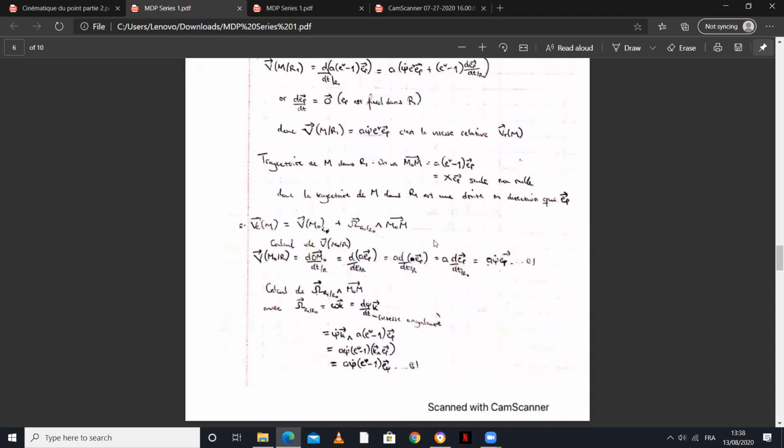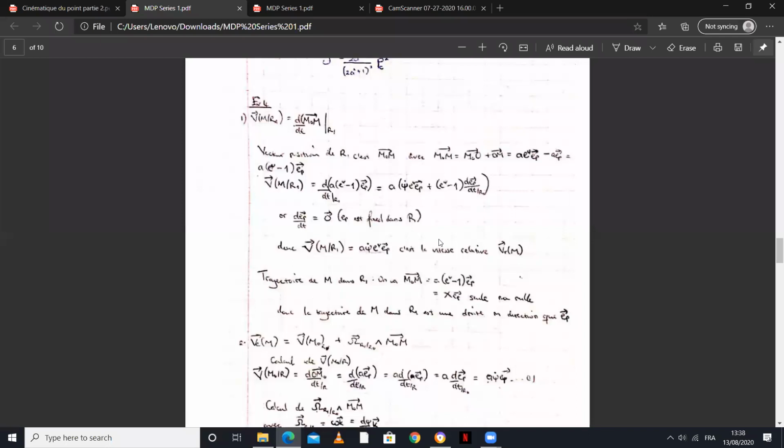I have a question. Yes, yes. This question, this exercise 4 is a bit confusing. How did you know that E zero is fixed?